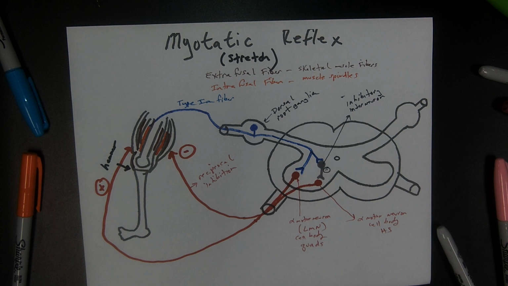So the alpha motor neuron is a lower motor neuron. It's part of the motor system. The motor system is a two-neuron system. You have your upper motor neuron, and then you have your lower motor neuron. Your alpha motor neuron is your lower motor neuron. That's the one that resides in the ventral horn and innervates skeletal muscle directly.